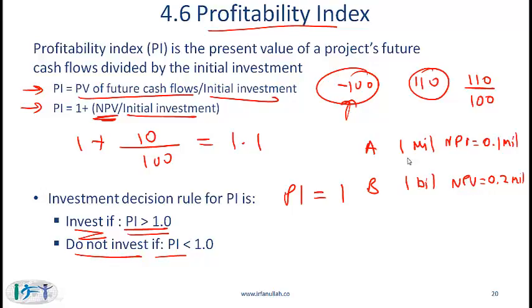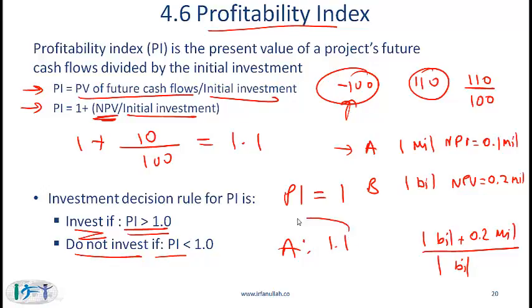If you consider the profitability, then clearly project A is more profitable because the profitability index for A is 1.1, whereas the profitability index for B is just slightly more than 1, because for B we have in the numerator 1 billion plus 0.2 million divided by an investment of 1 billion. This number is just marginally more than 1. By coming up with the profitability index, we can see that project A is substantially more profitable.